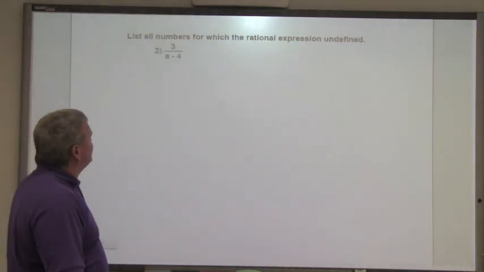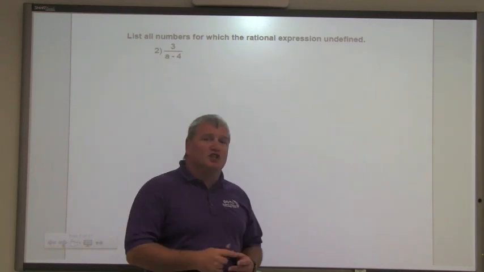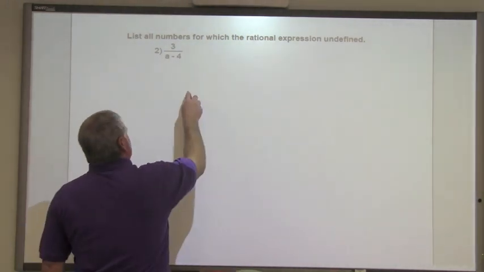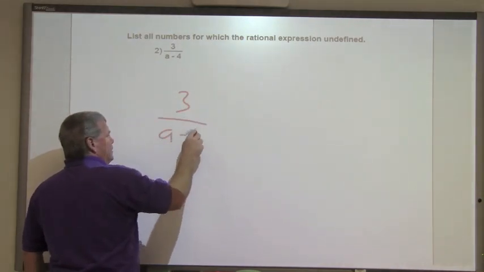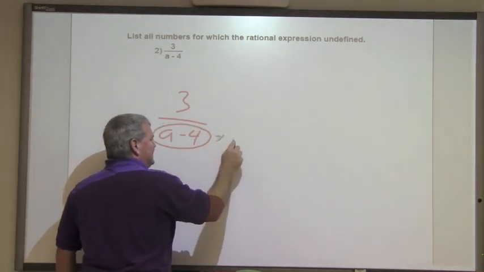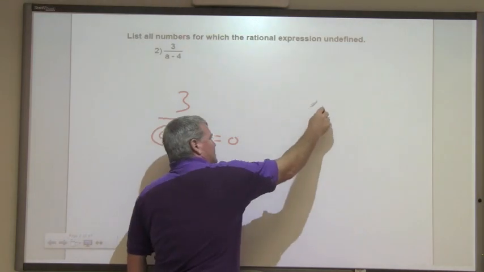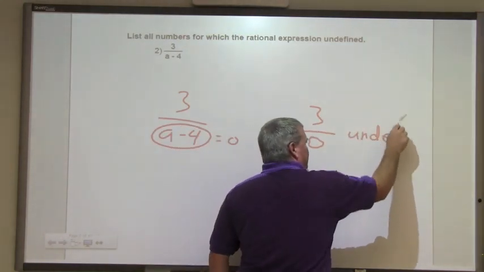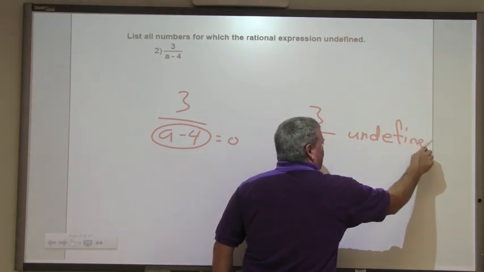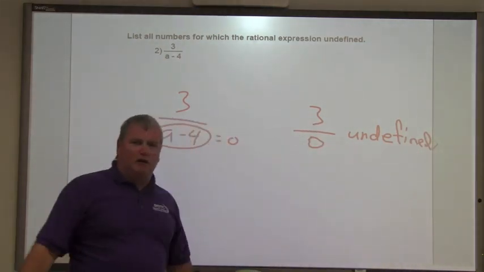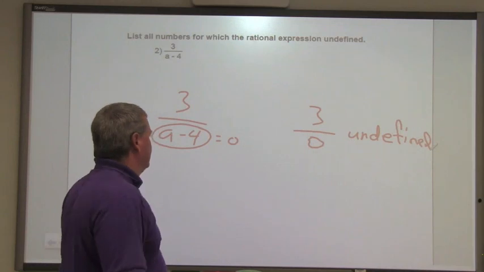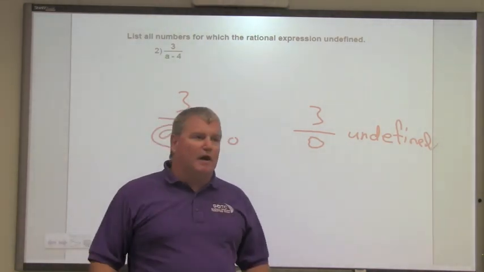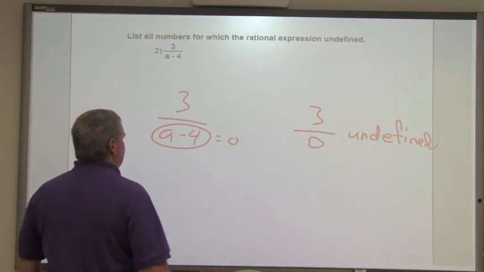Go to number 2. List all numbers for which the rational expression is undefined. Well, when is it undefined? It's undefined when the denominator, a minus 4, equals 0. Because when this is 3 divided by 0, it's undefined. You can put that in your calculator and hit 3 divided by 0, and you're going to get error. Some calculators say divide by 0 error. Because you can't divide by 0, it's undefined at that point.